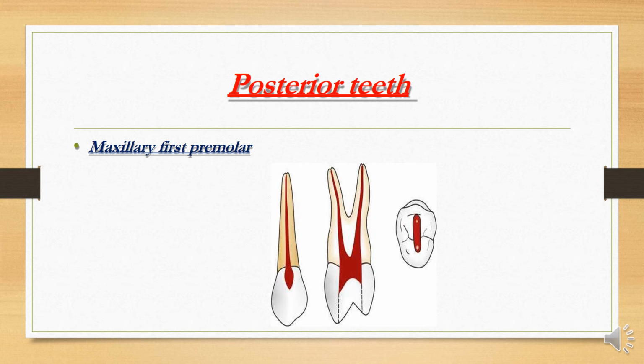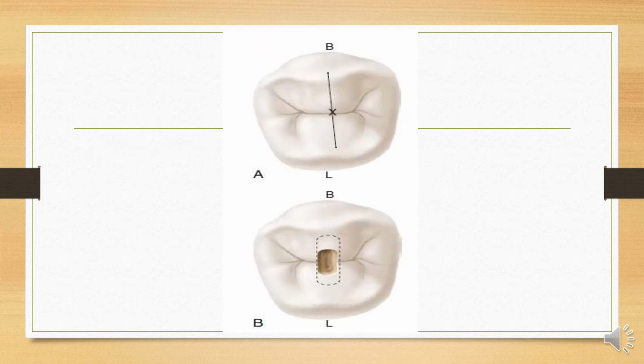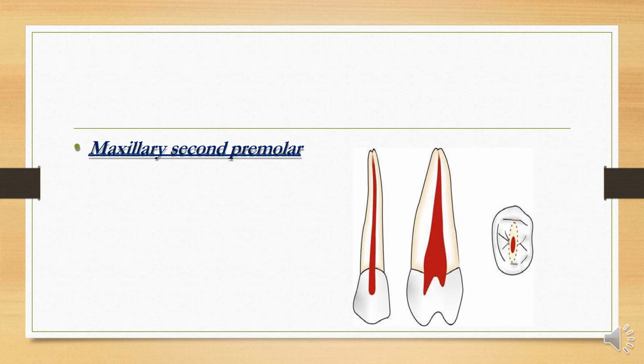The access cavity preparation will be in a buccolingual direction, and the root canal orifices are two, in the buccal and lingual direction. So this is the location of the root canals, that is in the buccal and in the palatal direction.